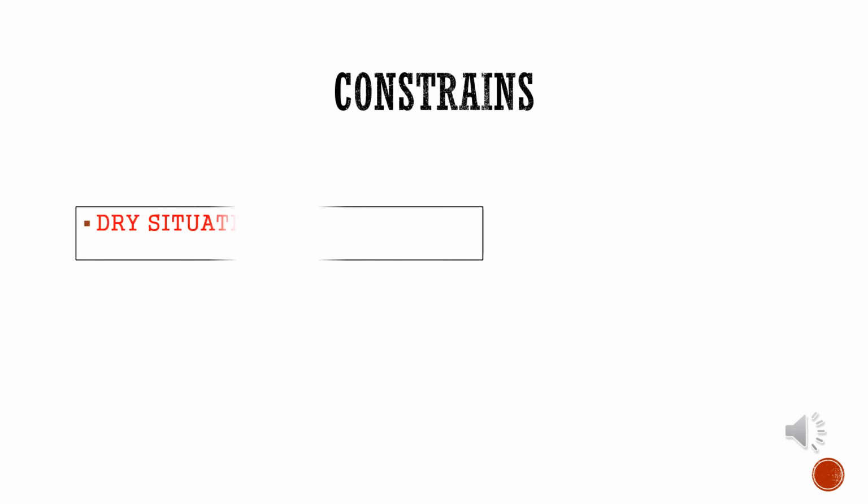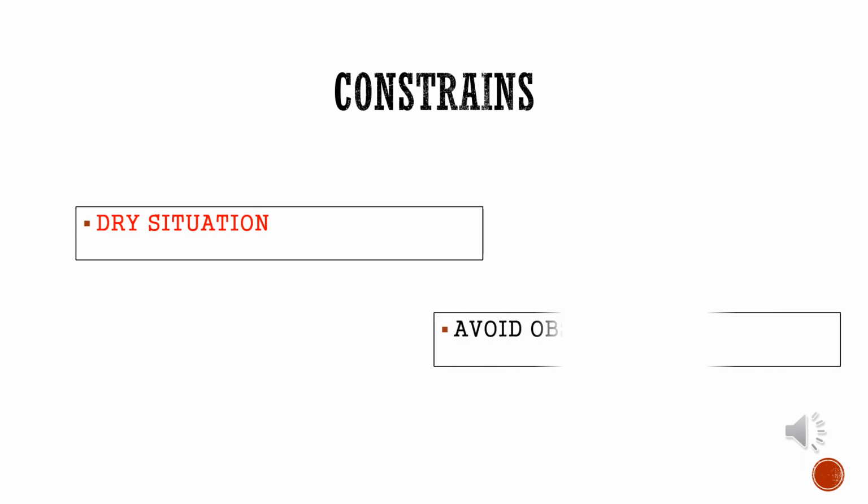There are two constraints for this product. Firstly, it needs to be used in dry condition to protect the electrical component inside the lawnmower. And the other constraint is this lawnmower needs to avoid any obstacles such as rock. Next, we will go through the financial requirement.